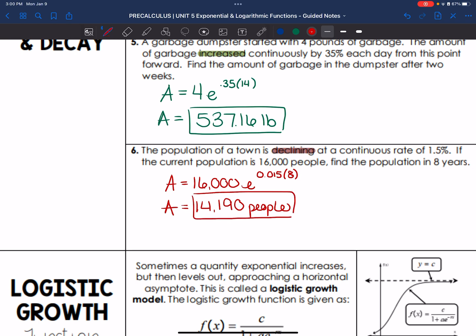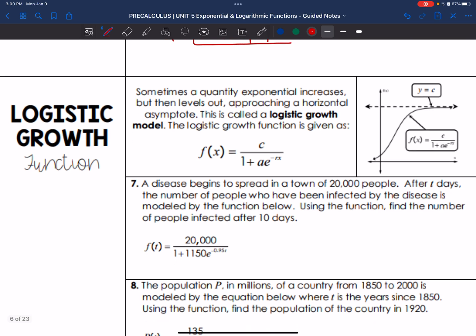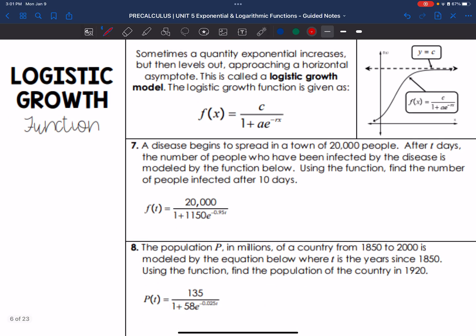All right. So to wrap it up here, I just want to show you all what logistic growth functions are. Sometimes we have a quantity that exponentially increases, but then levels out, and it approaches a horizontal asymptote like you see here. Sometimes it won't grow forever, but it ends up flattening out. And logistic functions look like this example here. The model of it looks like this.